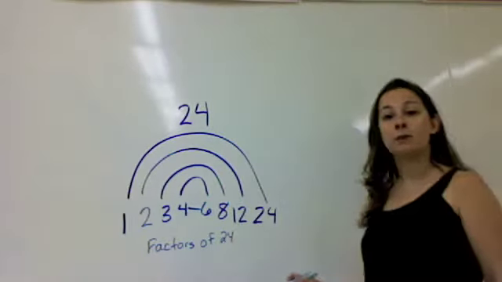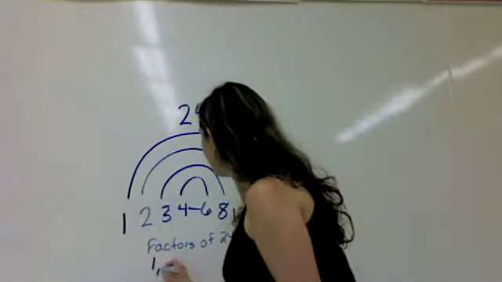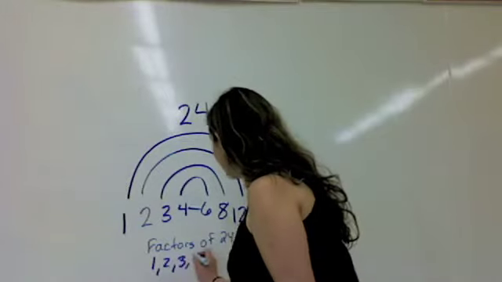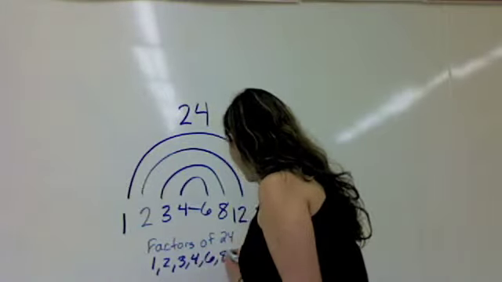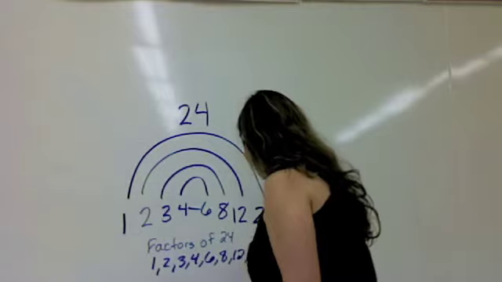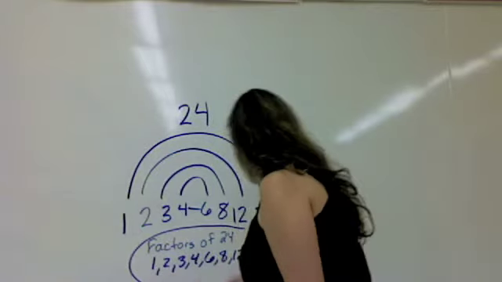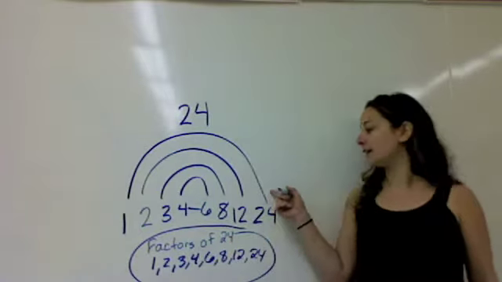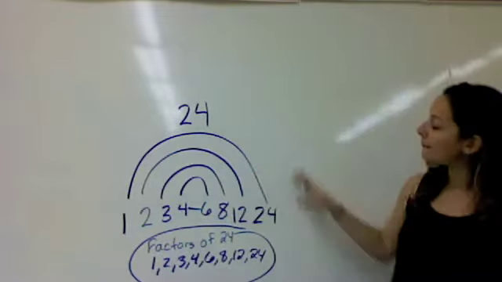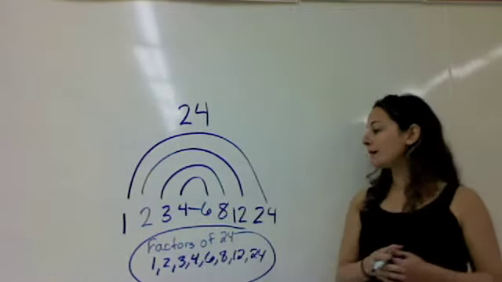So now, the factors of 24, here's our word factors. The factors of 24 are 1, 2, 3, 4, 6, 8, 12, and 24. And we figured that out using our factor rainbow technique, which in the end made ourselves look like we have a nice beautiful rainbow here.